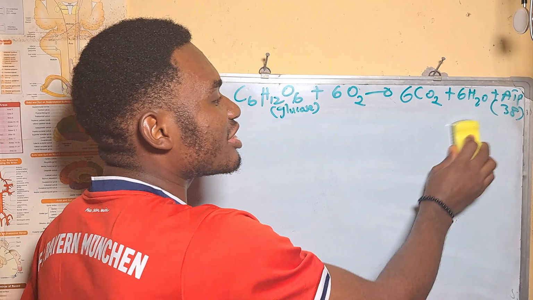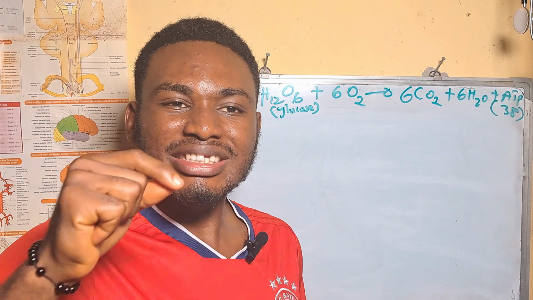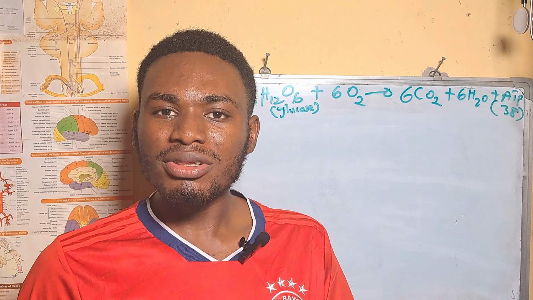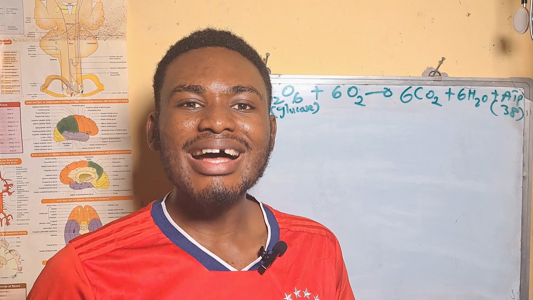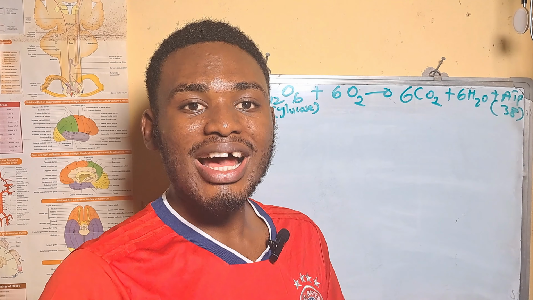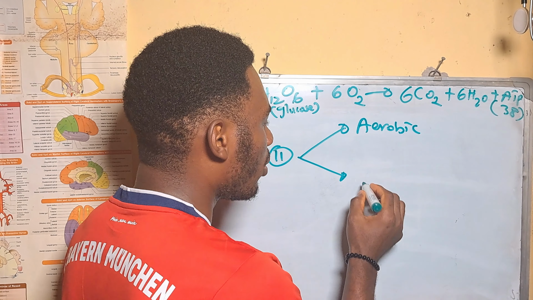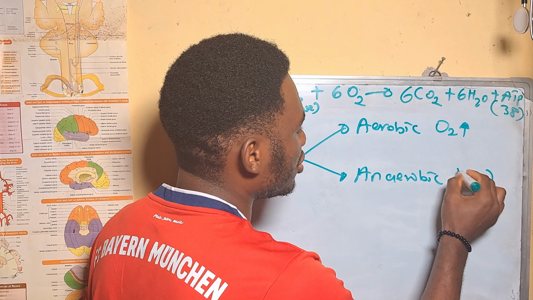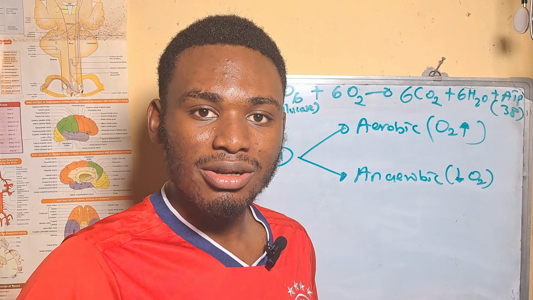So stage 2 in cellular respiration is dependent on the state of the body. What I mean by state of the body is whether the body is aerobic or whether the body is anaerobic. Aerobic means that the body has an abundance of oxygen at that particular time, while anaerobic means that the body does not have sufficient oxygen at that particular time. Here oxygen is present; here we have low oxygen. So this stage 2 depends on the state of the particular cell in question.